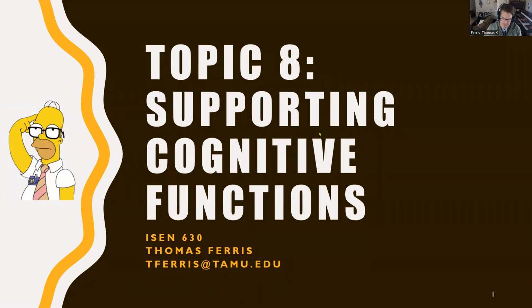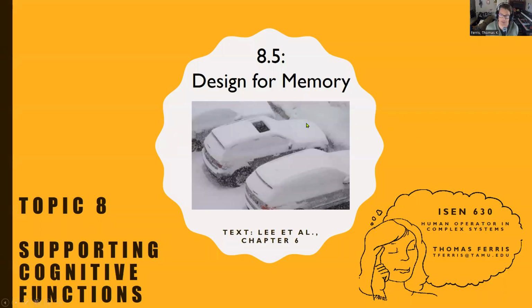Hello, everybody, and welcome to the fifth subtopic here in topic 8, supporting cognitive functions. And this is the last one we'll do with the cognitive function of memory. So 8.3 were the basic models of memory. 8.4 talks about the process of encoding and retrieval, shifting ideas back and forth between working memory and long-term memory.